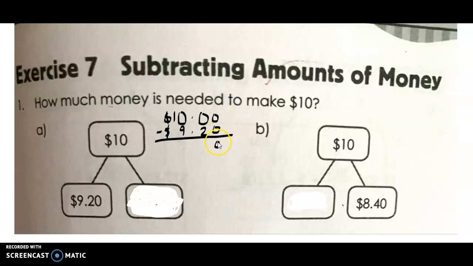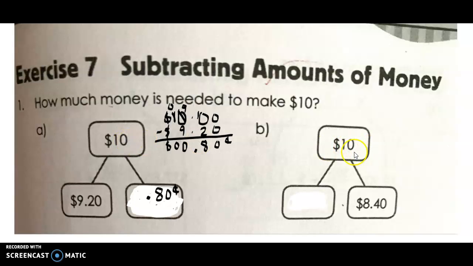So numbers the same, zero's the game, more on the floor. Go next door and get 10 more. That becomes 10. I have to get 10 more from that. So I bring it there, and then 10 take away 2 is 8. Bring down my decimal, numbers the same, zero's the game, numbers the same, zero's the game. So my answer is 80 cents because there are no dollars there. So I can just go ahead and put my decimal, 80 cents more is needed to make that $10.